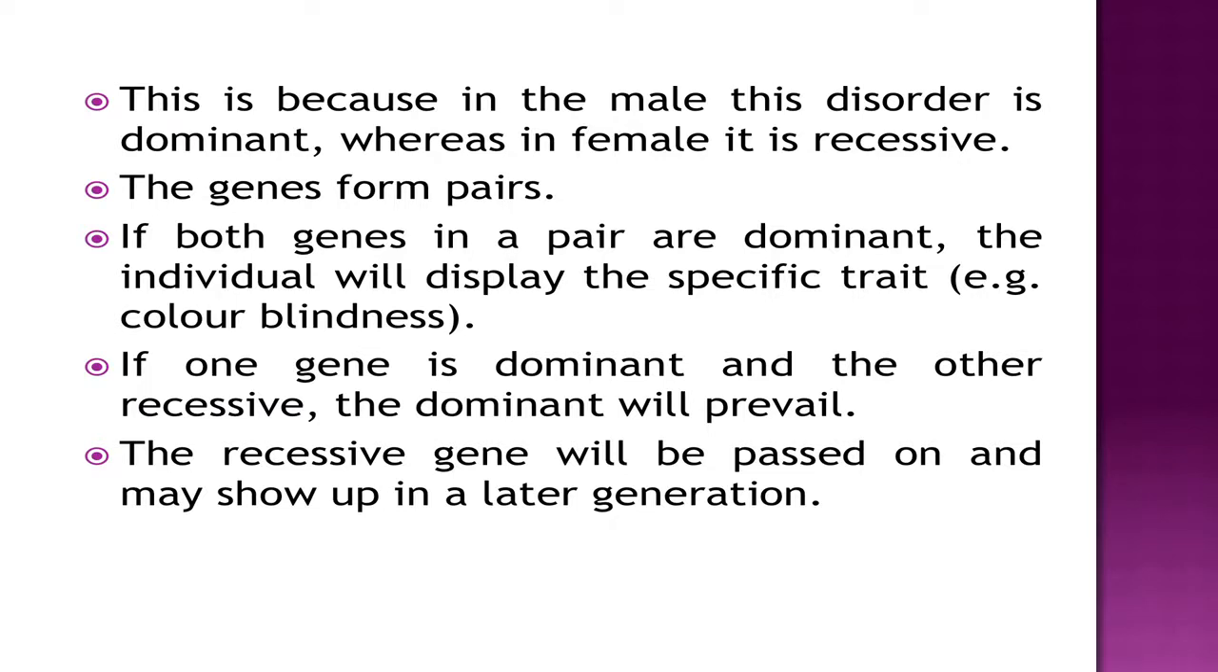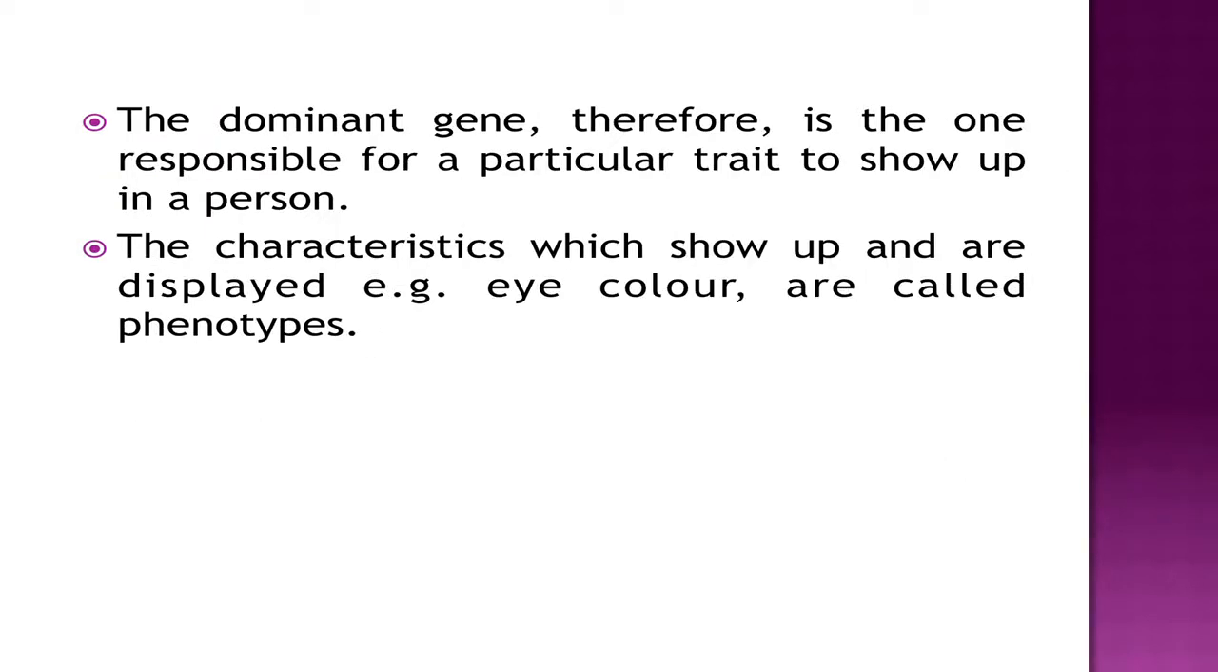This is because in the male this disorder is dominant, whereas in the female it is recessive. The genes form pairs. If both genes in a pair are dominant, the individual will display the specific trait, for example, color blindness. If one gene is dominant and the other recessive, the dominant will prevail. The recessive gene will be passed on and may show up in a later generation. The dominant gene therefore is the one responsible for a particular trait to show up in a person.